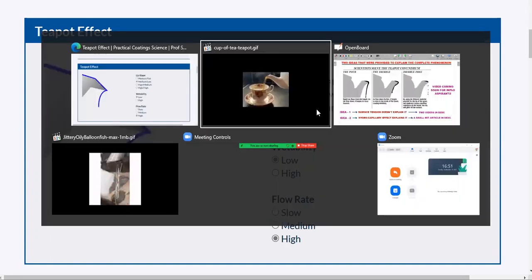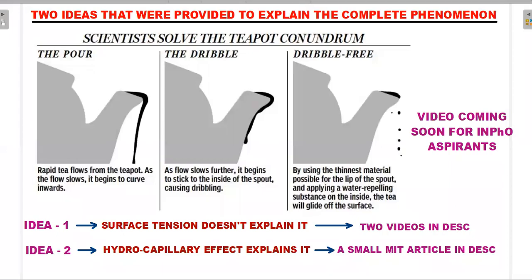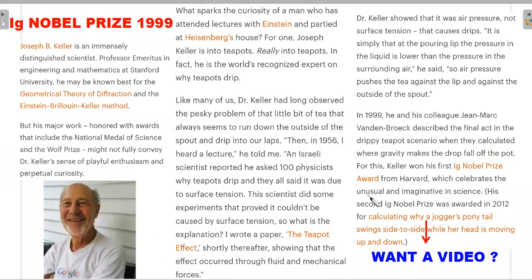Okay, so let's move back and take up the practice problems. First and foremost, just an acknowledgement of how this teapot effect was initially explained by Joseph Keller in 1999. He won the Ig Nobel Prize. Some of you might be wondering, what is Ig Nobel? Ig Nobel is exactly the opposite of the Nobel Prize.